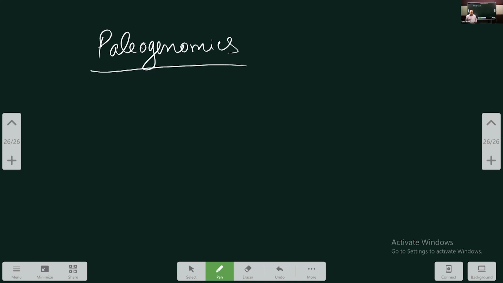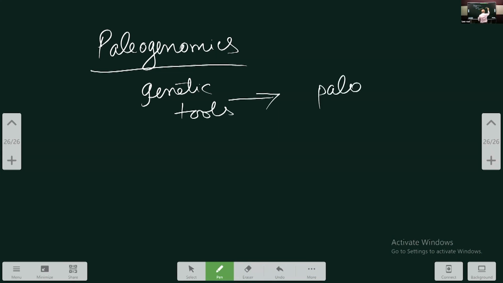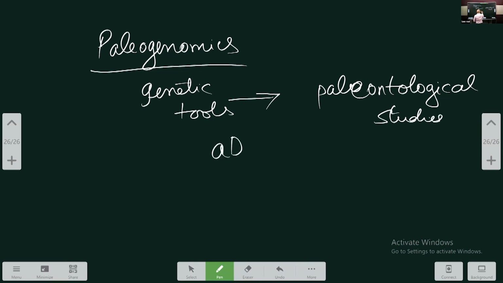Yes. So paleogenomics. What is paleogenomics? It is the use of genetic tools for paleontological studies. What are paleontological studies? Studies of fossils. And what do they use? They use something called aDNA, or ancient DNA. Paleogenomics uses aDNA, or ancient DNA.